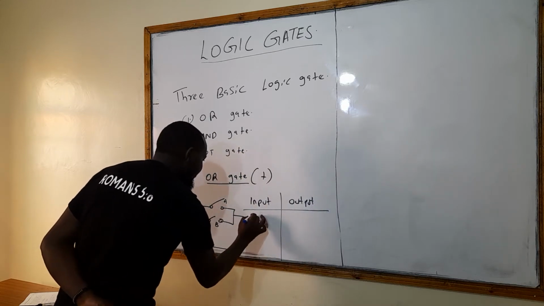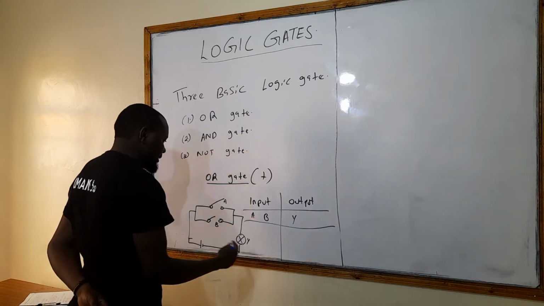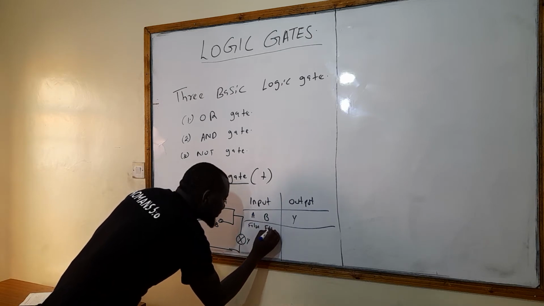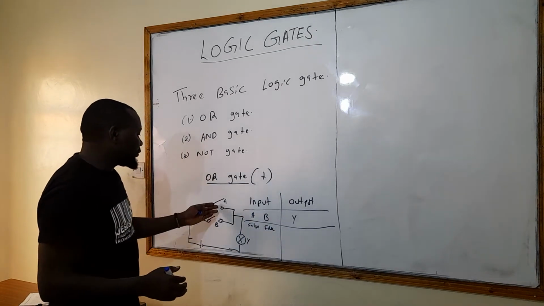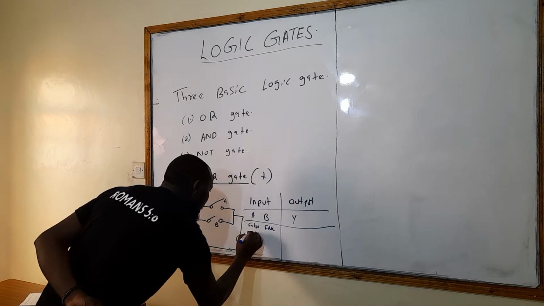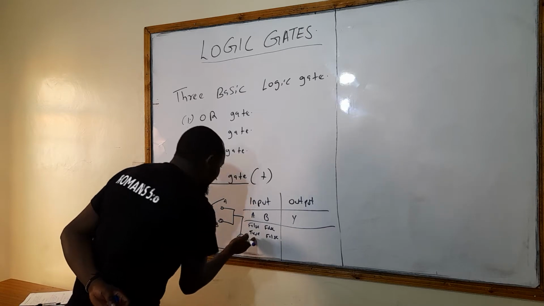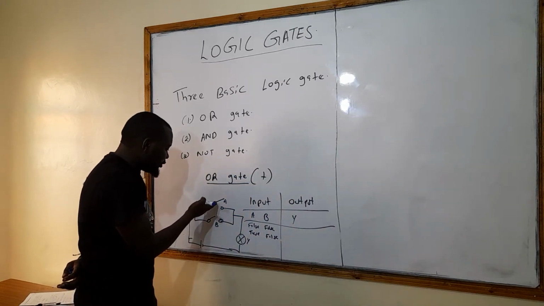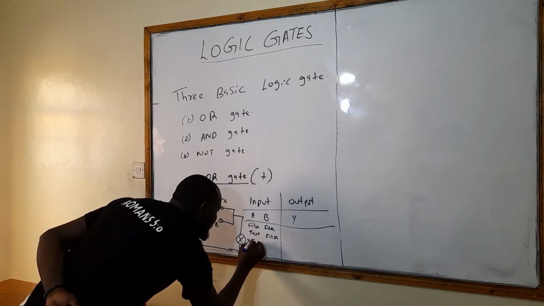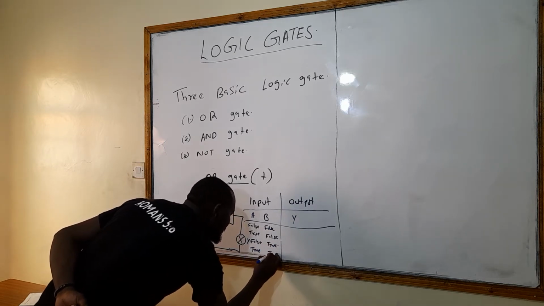Now we are going to have A and B, and this one is our Y. Let's say false and false. False and false means that both the switches are off. And let's say A is true and B is false. True means the switch A is on, but switch B is off. What will happen? Then A is false and B is true. And then all of them are true.